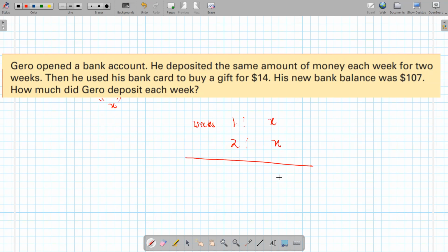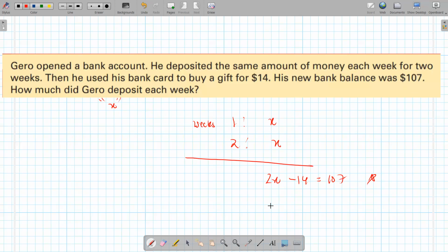So how much did he deposit in total, in terms of X? 2x, right? And this is the total amount of money in his bank account after 2 weeks. He used a bank card to buy a gift. So do we add 14 or subtract 14? Subtract 14. Now what will this be equal to? It'll be equal to the remaining balance. And what is that? It's in the question. 107. There we go. So again, it's not that hard, the math here is going to be very easy. It's this part that's a little bit difficult.